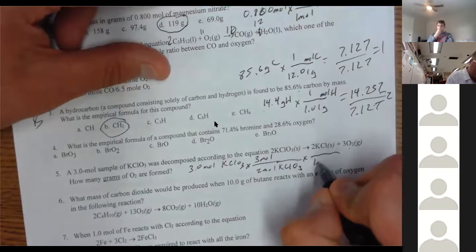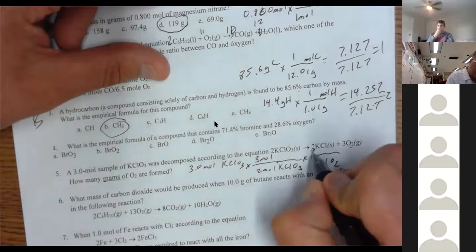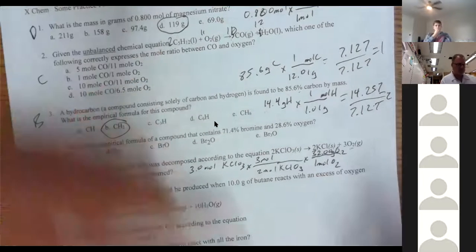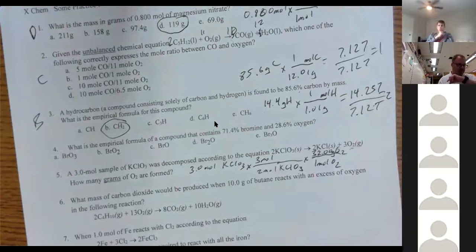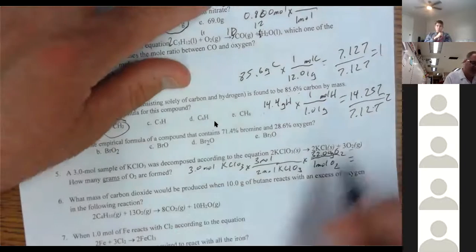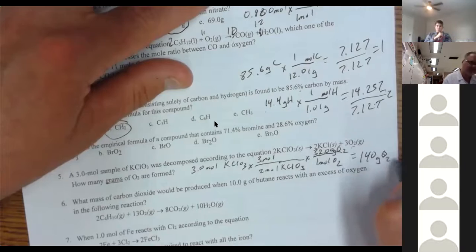Every 1 mole of O2, since it's diatomic, remember, is 32.00 grams of O2. So 3 times 3 divided by 2 times 32.00 would be 144. With 2 significant digits, that gives us 140 grams of O2.